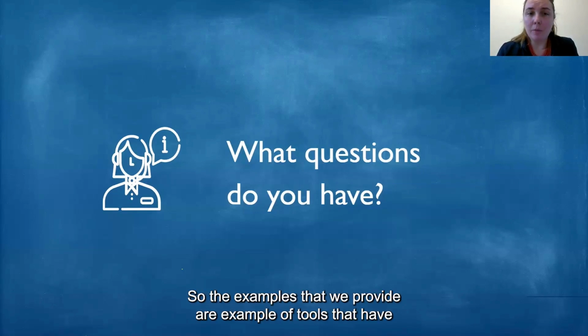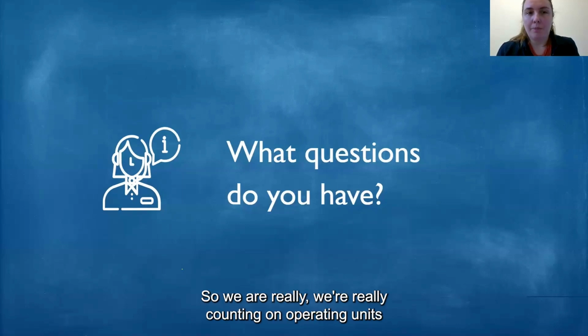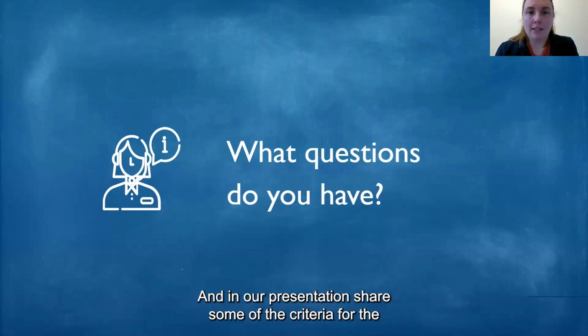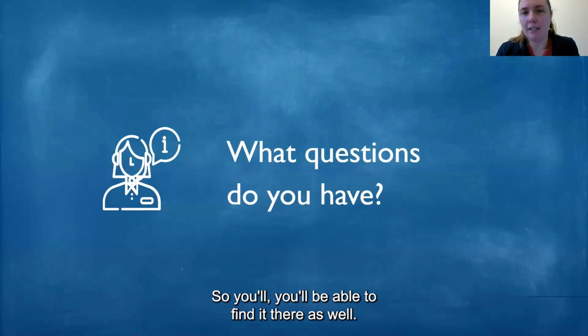So the examples that we provide are examples of tools that have been used across different countries and contexts, and they're just examples. So we're really counting on operating units, working with implementing partners, on identifying a tool that can be used in their context. And in our presentation, we shared some of the criteria for the selection of the tools, and those are included in the peers. So you'll be able to find it there as well.